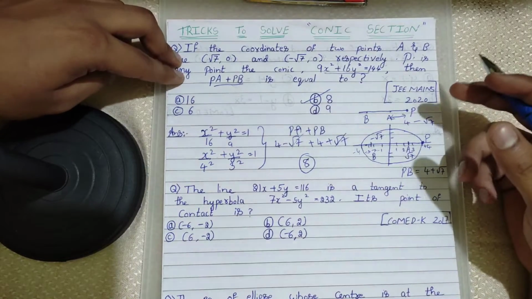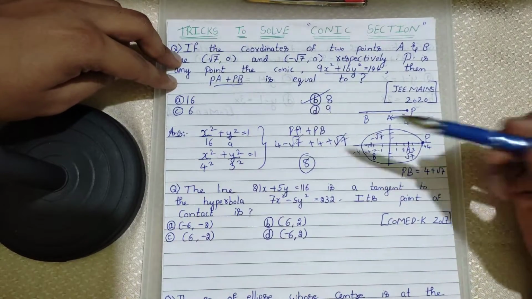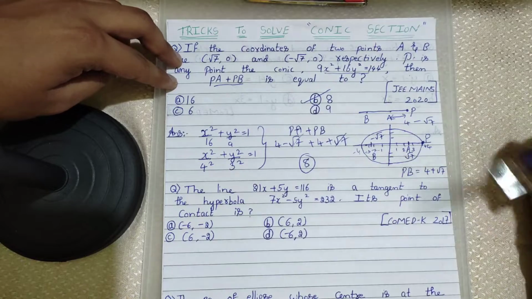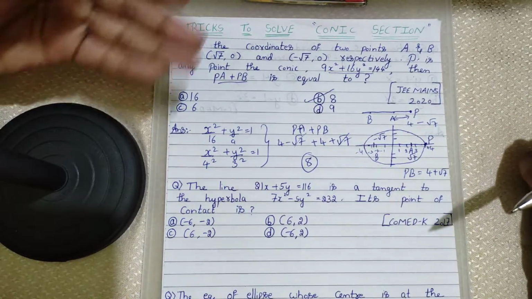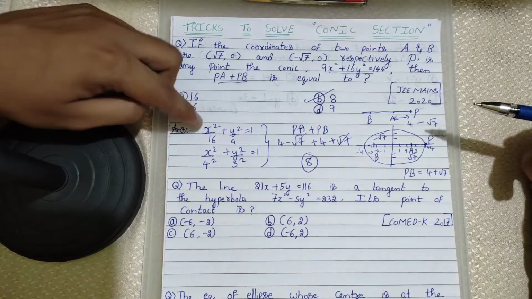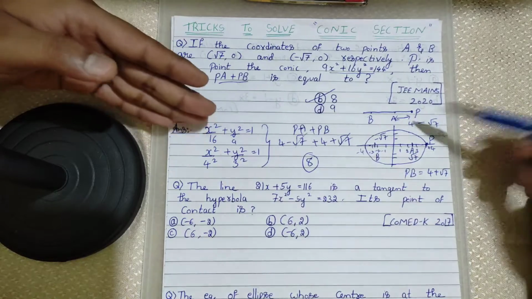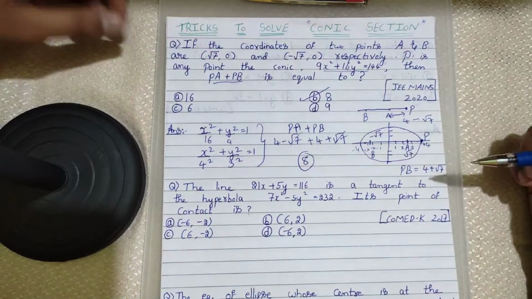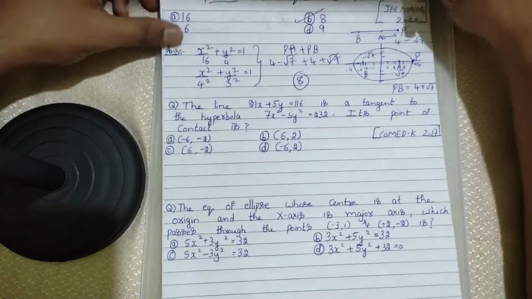I'm just explaining it to you, so it consumes a lot of time. It took 3 minutes here, but if you go on solving this, you can do it in less than 1 minute. Just by seeing the equation you can write it, draw the graph, and easily calculate. That's all. Let's move on to the next question.